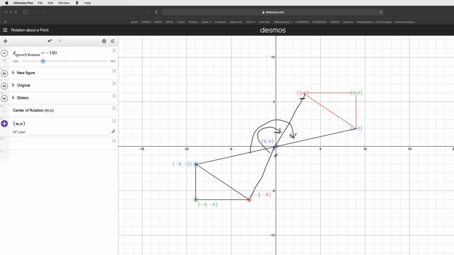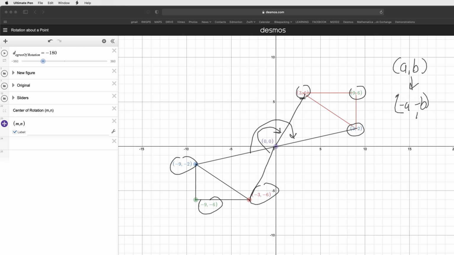This one seems to be really easy: it's 3, 6, and it's -3, 6. This was the original, and this is the image. So -9, -6, +9, +6. -9, -2, +9, +2. And so what it seems like we have is, if this is our original, we just change it to the opposite.